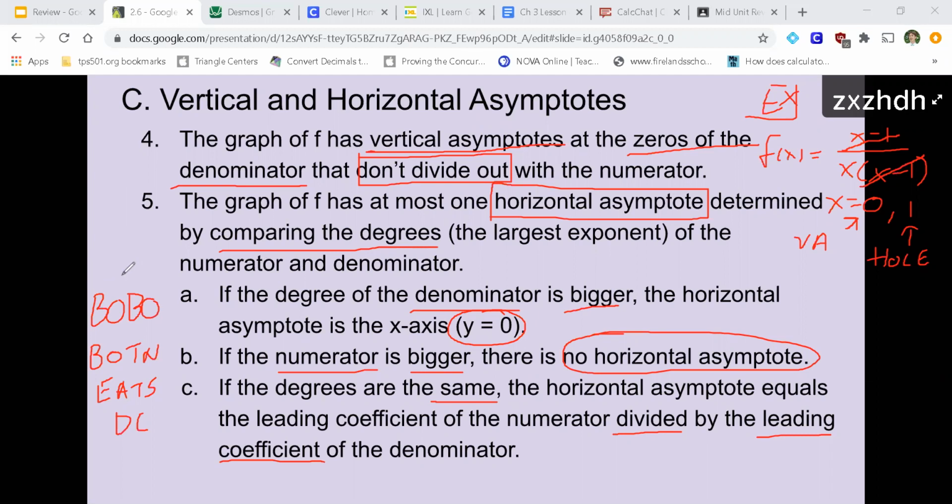If it's bigger on bottom, the horizontal asymptote is 0. BOBO: bigger on bottom, it's 0. If it's bigger on top, there's none. There's no horizontal asymptote. BOTN. If the exponents are the same, EATS, see, exponents are the same, then you divide the coefficients. BOBO, BOTN, EATS, DC.